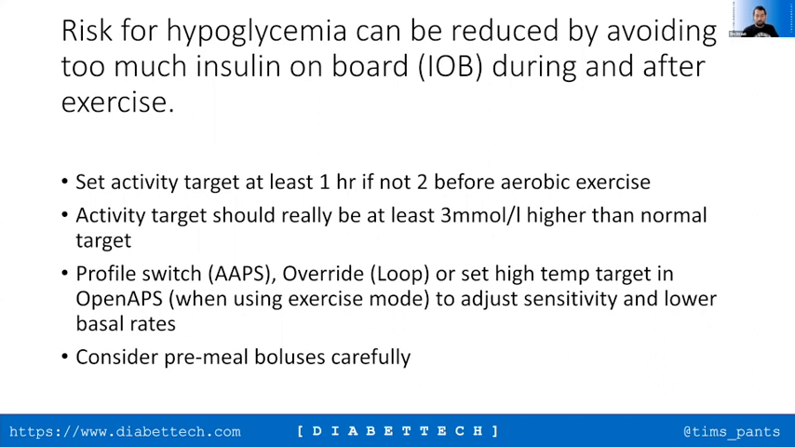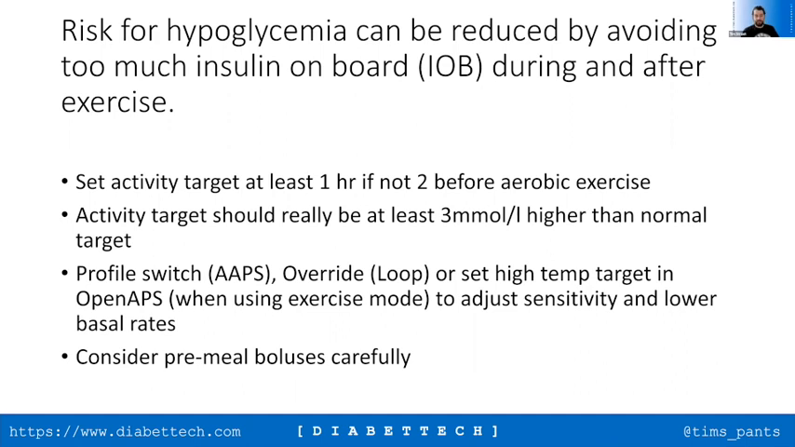So what do you do for minimizing IOB during the exercise? Well, there are two approaches you can take. We mentioned setting a temporary target. If you set a temporary target at least an hour beforehand, I personally, if I'm going to do aerobic exercise, set it for 2 hours beforehand if I can. Set a higher temporary target, because that means the algorithm gives you less insulin on board because it's trying to bring you up to that target.